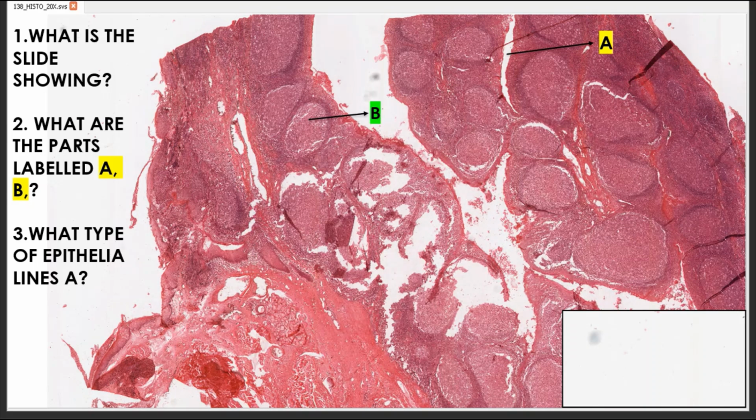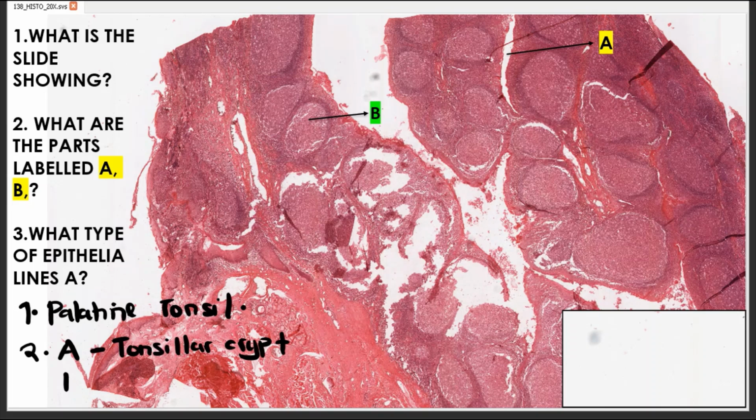What is this slide showing? This slide is showing the deep crypts here, and then it has lobes that have got a lot of lymphatic nodules. So this is showing the palatine tonsil. Number 2, what are the parts labeled A? The part labeled A here is a tonsillar crypt.